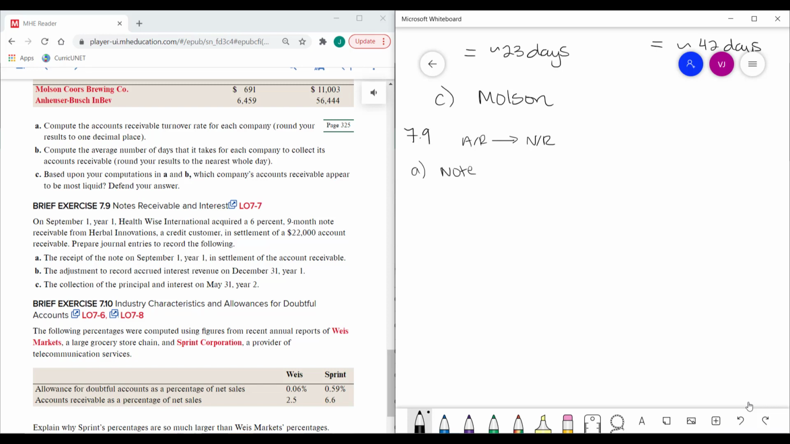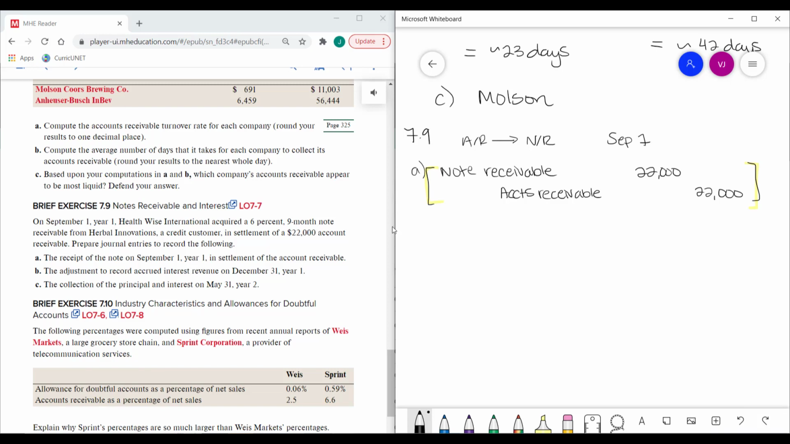So to do this, we'll just debit note receivable for $22,000 and credit accounts receivable for $22,000. And again, moving it from one to the next. So that's what the initial entry would look like on September 1st when they agreed to convert it to a note.